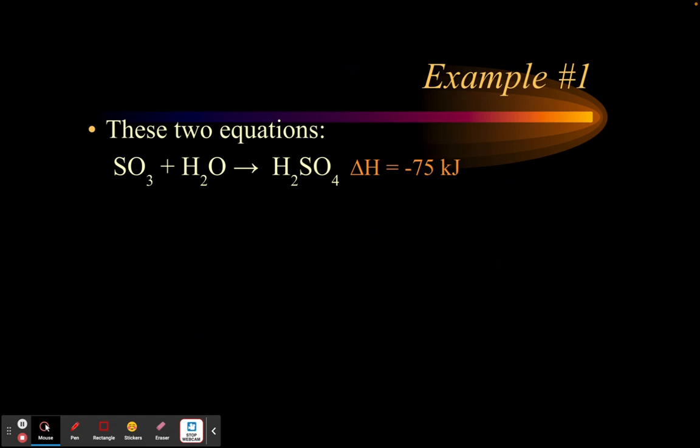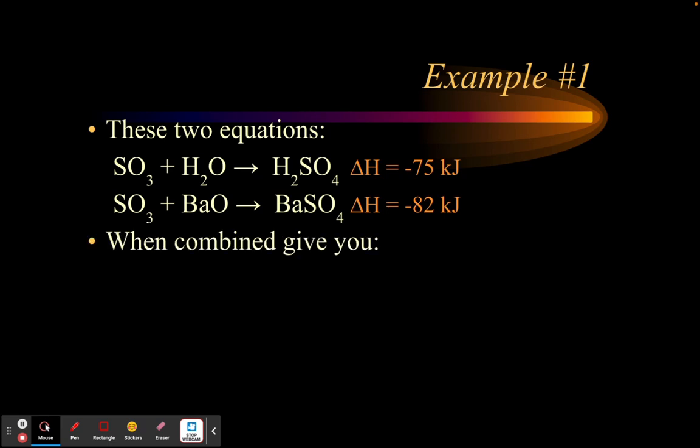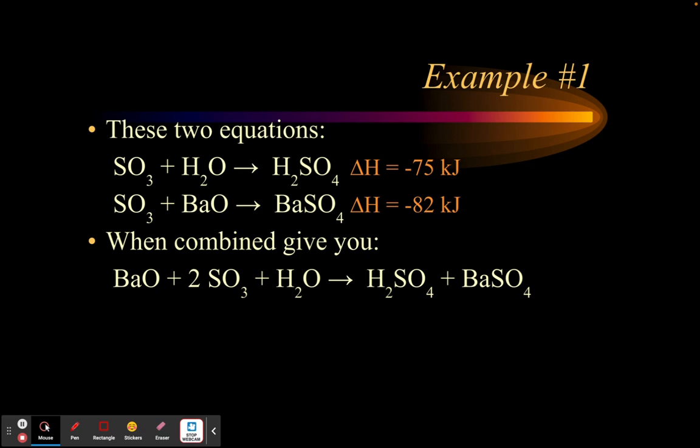We have the first equation here, and the delta H is a negative 75 kilojoules. Okay, the second equation happens, and the delta H is a negative 82 kilojoules. When combined, if you put both of these reactions together, spend a moment and look at it.